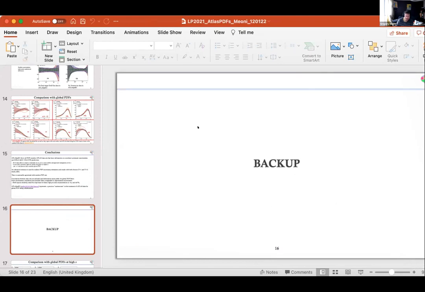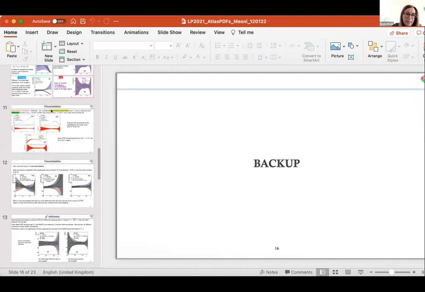No, so I don't see any hand raised. Let me ask something then. So you investigated the effect of different data sets on the PDF extraction. I vaguely remember hearing in the past that there was some tension between the TT bar and inclusive jet data sets, especially on the high x gluon. Is it something that you see as well?